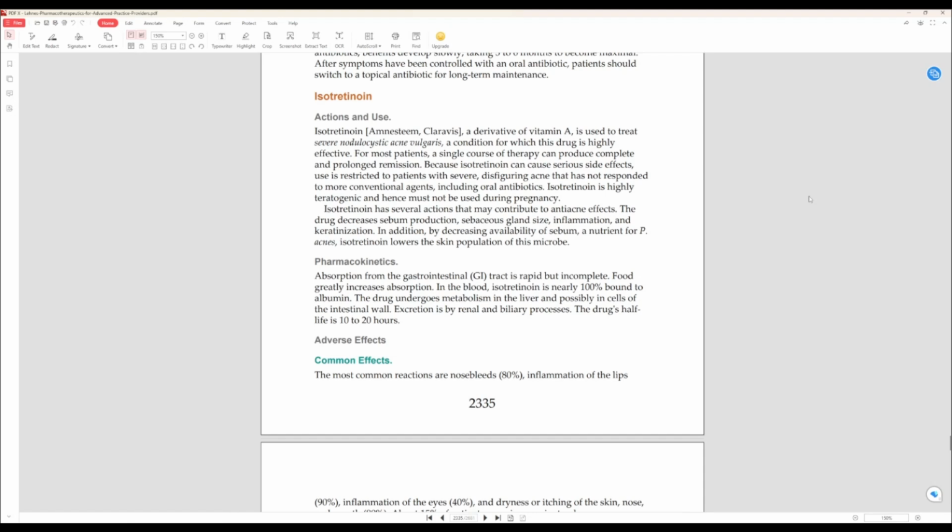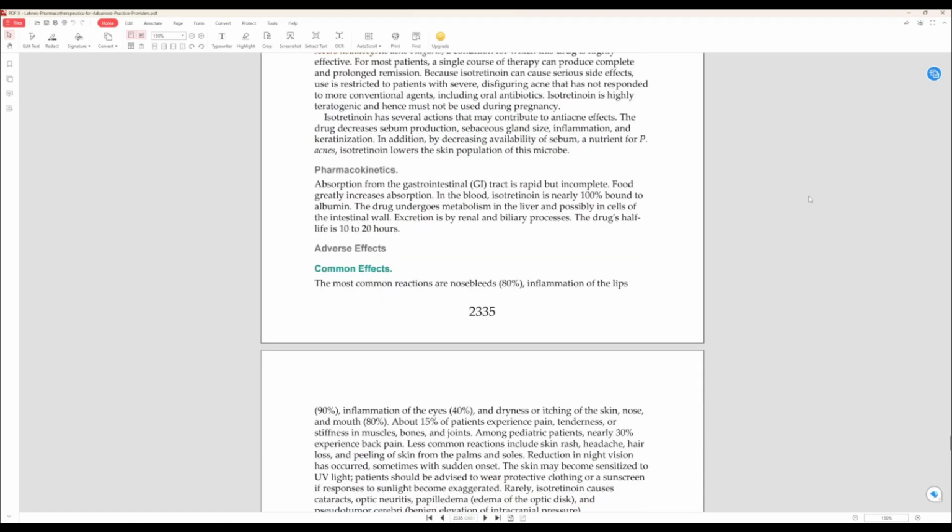Absorption from the gastrointestinal tract is rapid but incomplete. Food greatly increases absorption. In the blood, isotretinoin is nearly 100% bound to albumin. The drug undergoes metabolism in the liver and possibly in the cells of the intestinal wall. Excretion is by the renal and biliary process. The drug's half-life is anywhere between 10 to 20 hours.